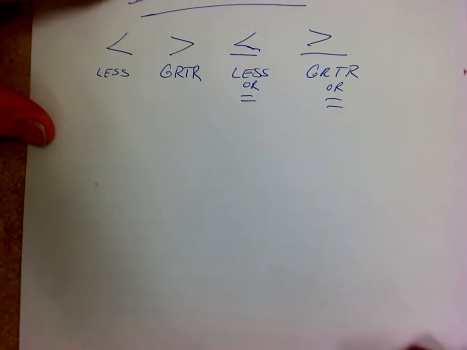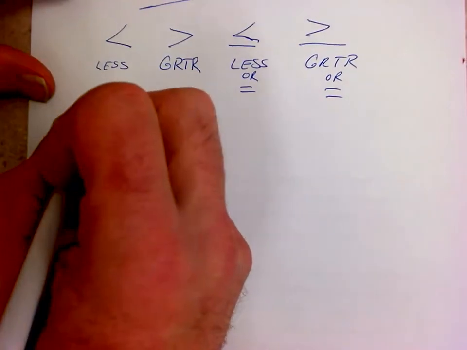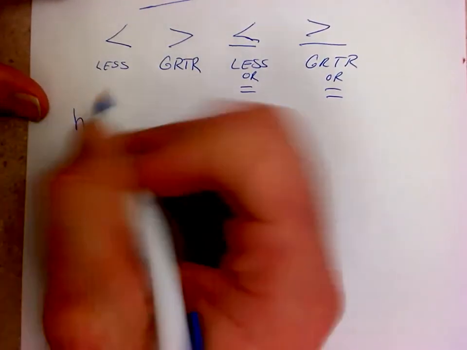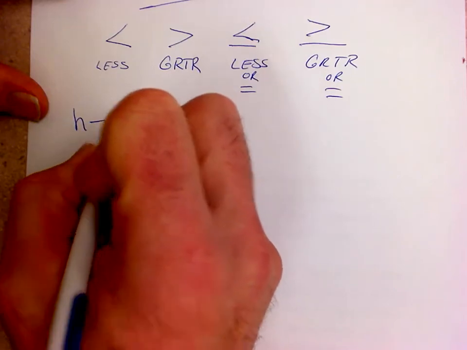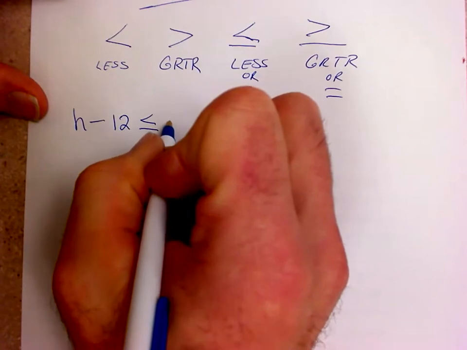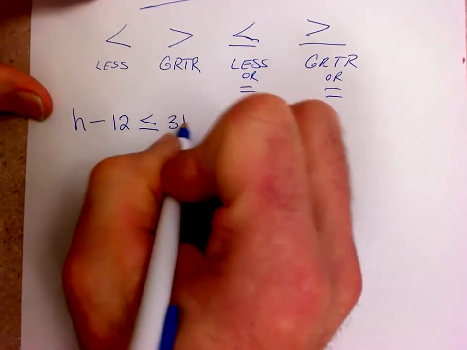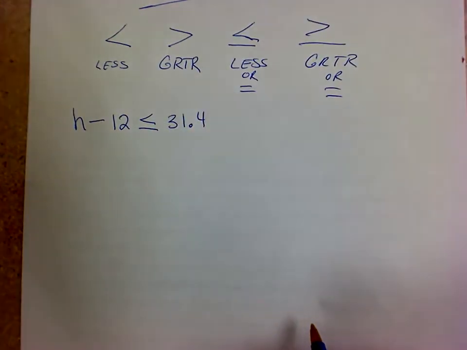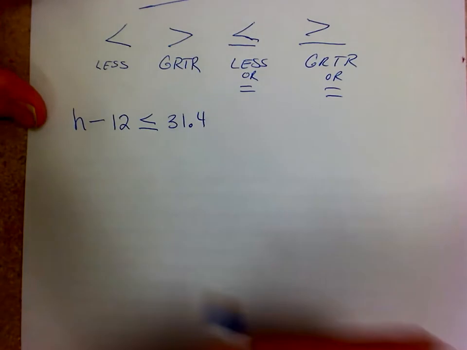We're still dealing with equations. We're just not going to see any equal signs tonight. So h minus 12 is less than or equal to 31.4. We're going to be given an equation, and our goal is still the same. Our job is to calculate and figure out what h is equal to.